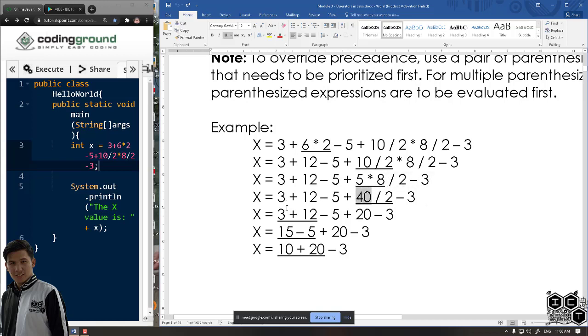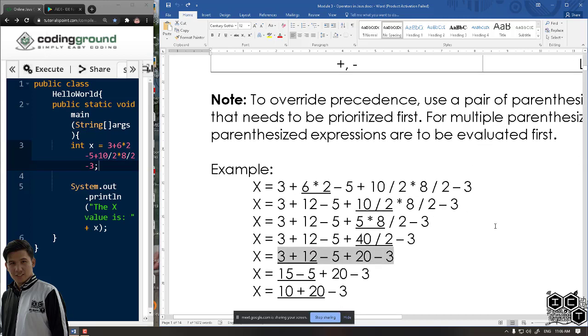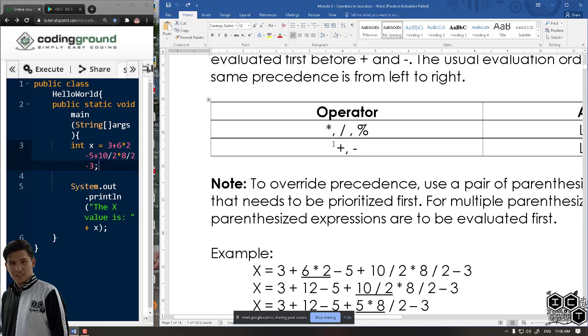Next, 3 plus 12 minus 5 plus 40, which is the result of 5 times 8, divided by 2, minus 3. Obvious naman kung ano execute natin. Ito. Diba? So, 40 divided by 2 is 20. Ayan na. So, we were done getting rid of multiplication and division. Ito na tayo. Sir, ano ang mauuna kong execute? Addition ba or subtraction? And the operator rule, precedence rule, ito, addition.